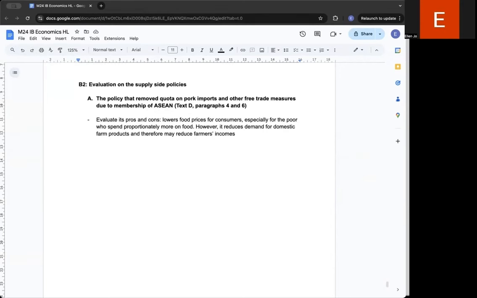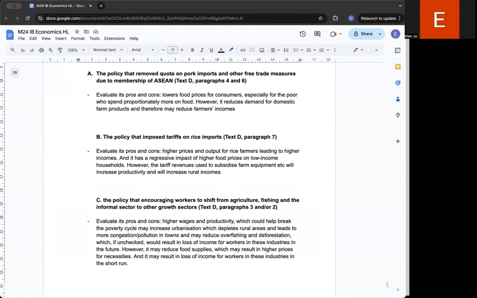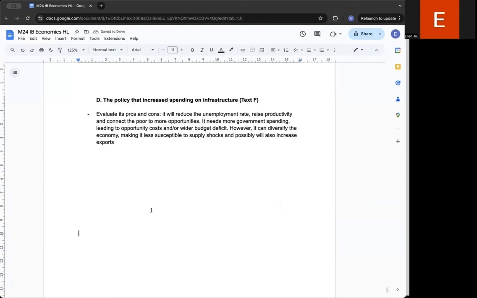Next, in body two, evaluation would focus on the supply-side policies that the Philippines government conducts. First is the policy that removed quota on pork imports and other free trade measures due to the joining of ASEAN. You can check its pros and cons. And next is the policy that imposed tariffs on rice imports, which seems to be the counteracting measure from the policy above. Third is the policy that encouraged workers to shift from agriculture, fishing, and the informal sector to other growing sectors. Next is the policy that increased the spending on infrastructure and its pros and cons.